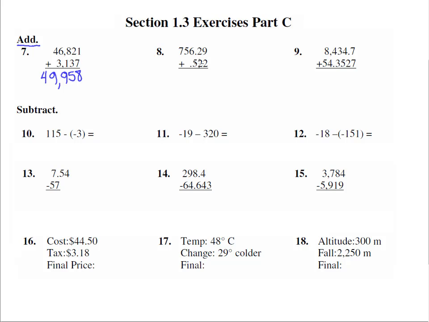756.29 plus 0.522. The decimals aren't lined up right now, so let's line those guys up. 756.29 plus 0.522. And you'll notice they don't have the same amount over here, so you might want to put a 0 there just to make sure that you see that everything has something to add with.